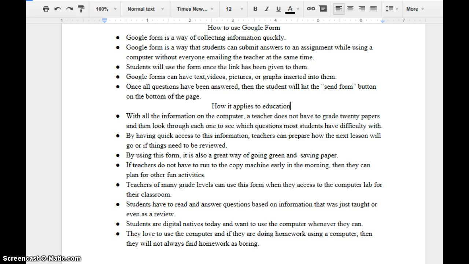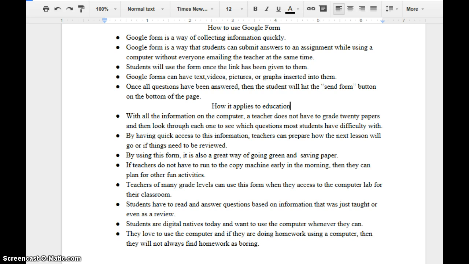Before I can talk about it, I want to say that Google Form is a way of collecting information quickly, and on Google Form you can have more than just text only. You can insert videos, pictures, or graphs. Once you have put in all the questions, you will be able to hit Send Form, and then your form will have its link, and you will give that to your students.